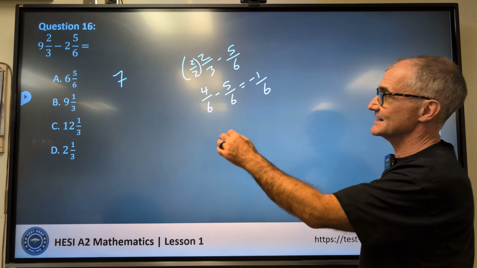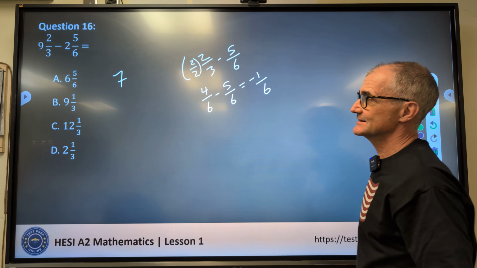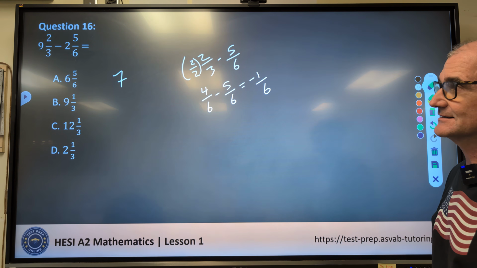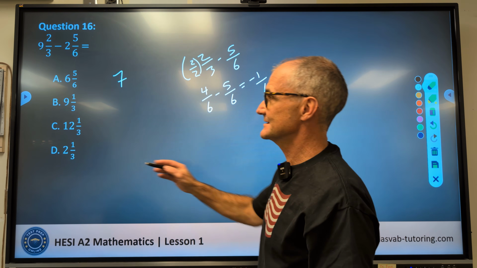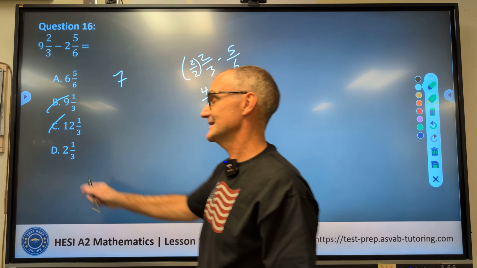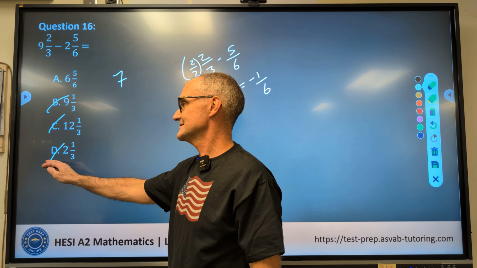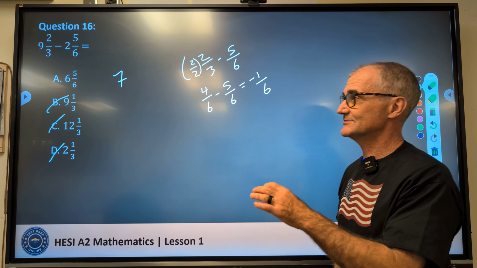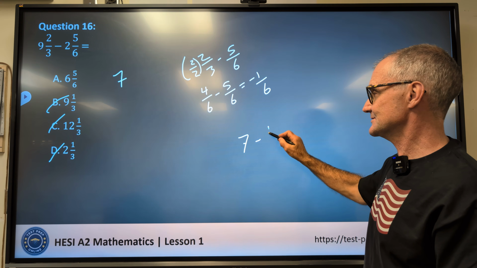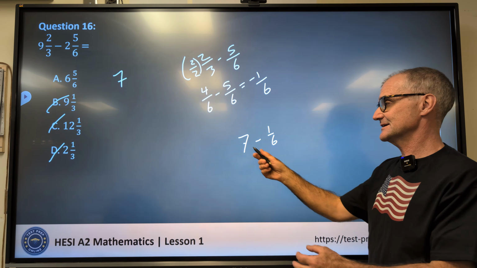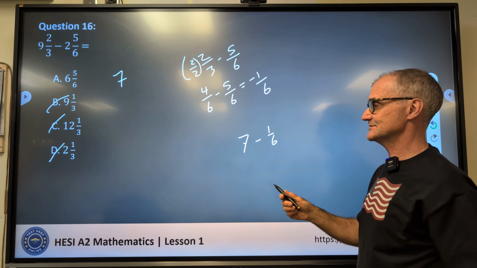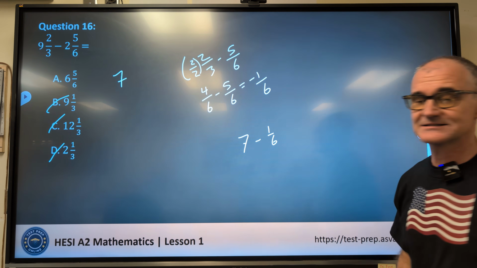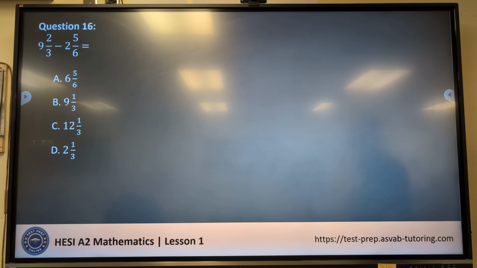That's going to give me negative 1/6. So that means I have 7 and negative 1/6, right? So 7 minus a 6 is going to be less than 7. So it can't be that, can't be that. And it's not going to be much less than 7. So it's got to be that. But that even makes sense, right? Because I got 7 minus 1/6. Well, that's going to give me 6 and 5/6, right? 5/6 plus 1/6 is 1. And that's where that 6 and 5/6 comes from. All right.